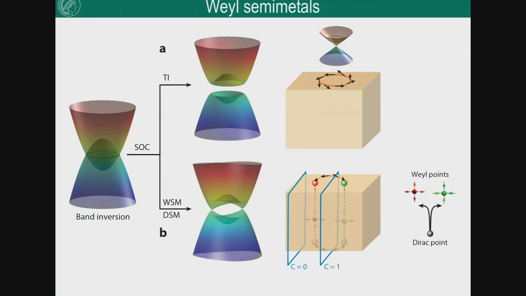And if I have these Weyl points in the bulk, they have chirality. And now we are back to my DNA, left-hand, right-hand molecules. So I tell you, I want to do catalysis with these semi-metals. They have chirality, so they are Weyl fermions. At the surface, we don't have a Dirac-cone-like surface state. We have these Fermi arcs, which are connected on both sides of my crystal.